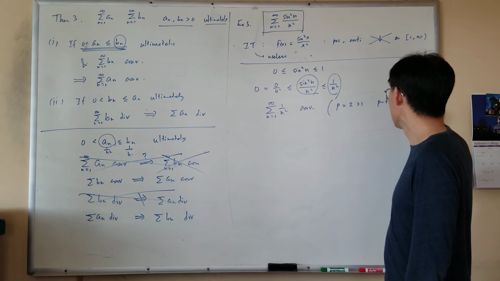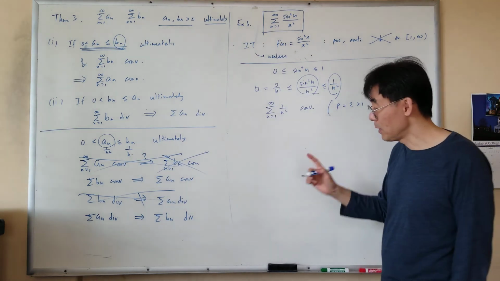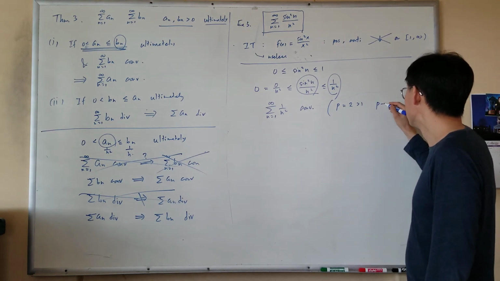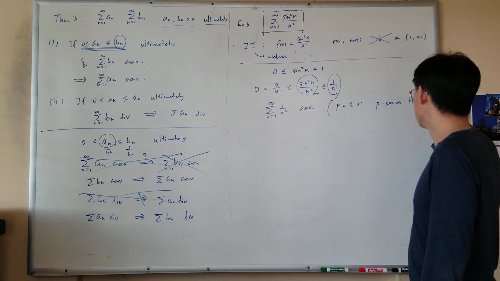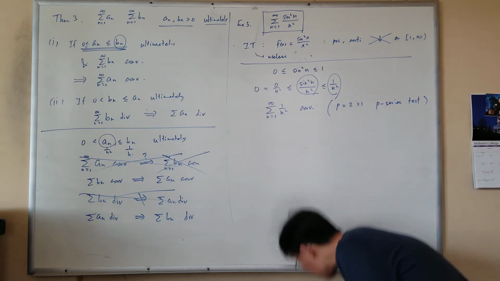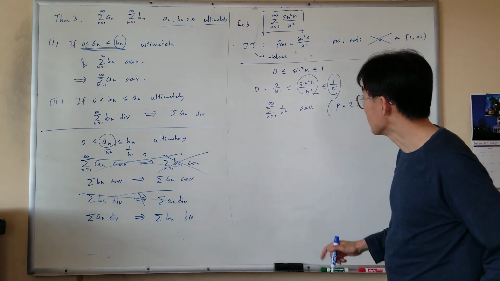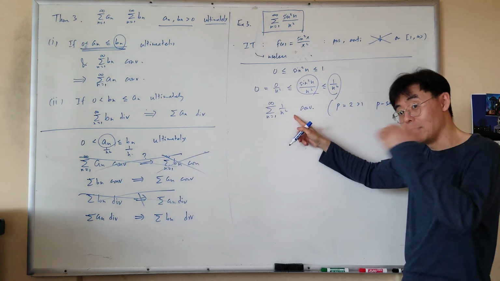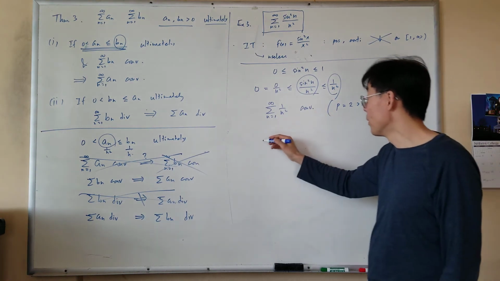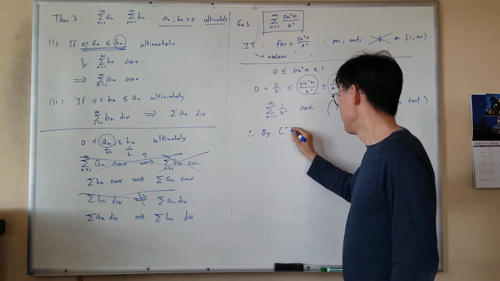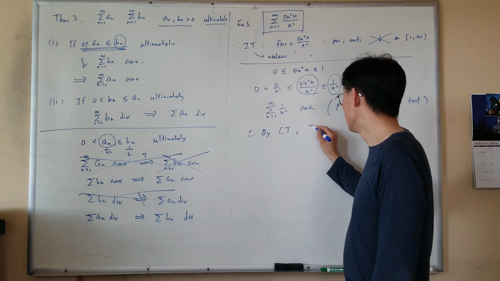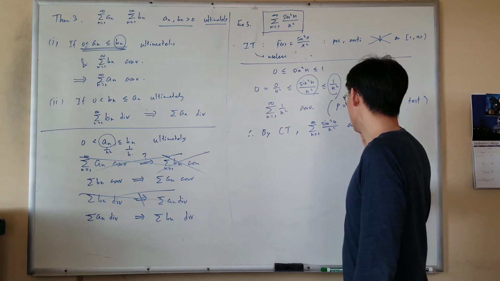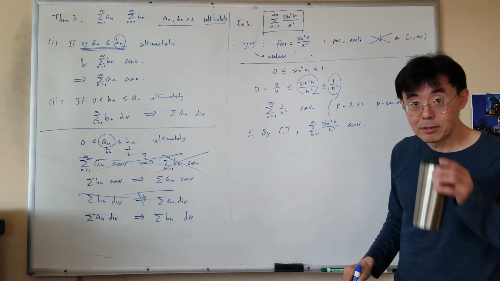P-series test, or p-test. Because your p-value is greater than 1. Now, the larger one converges. It does not go to infinity. It plateaus somewhere. Therefore, by comparison test, this has to be convergent too. The smaller one definitely converges.